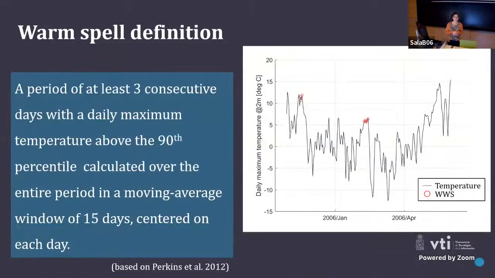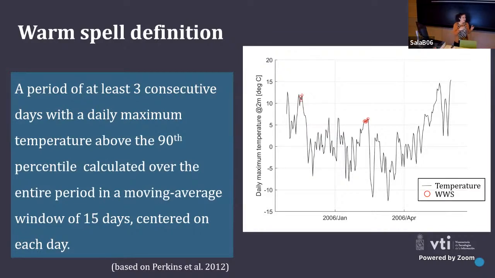As a definition, a winter warm spell is equivalent to what we see as a heat wave. We see a period of 3 consecutive days in which the daily maximum temperature is above the 90th percentile, where that 90th percentile is a moving average in each day of a 15-day window. This is an example: a time series of precipitation and daily maximum temperature, and in red, I'm showing you these winter warm spell events.